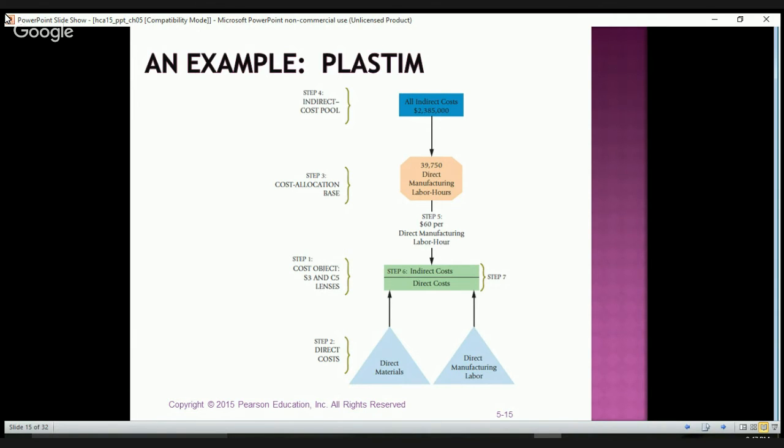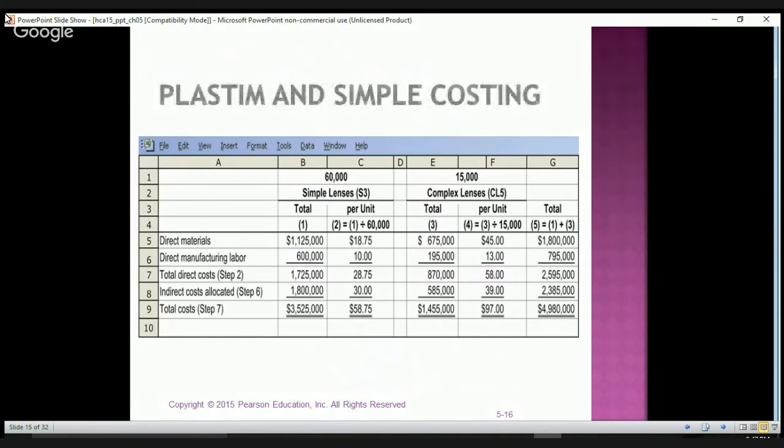So let's look at this. In this particular thing, we have the direct materials, 1.125 million. We have direct labor of 600,000, so our direct cost is 1.725 million. Our indirect cost that we did in step 6, which was taking the 30,000 times the $60 per hour, is 1.8 million. So my cost is going to be 3.525 million. That comes out to a $58.75 cost per unit for the S3 lens.